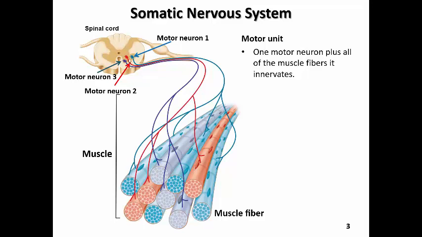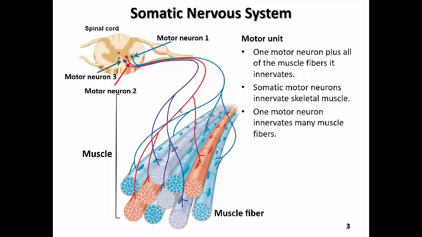So if we take a look at the red one here, right here in the middle, motor neuron number 2, and we follow that motor neuron axon, we find that it branches and it will innervate or plug into 1, 2, 3 muscle fibers. Those 3 muscle fibers and the motor neuron that originates in the spinal cord is called the motor unit. And these somatic motor neurons are the ones that innervate and control skeletal muscle.